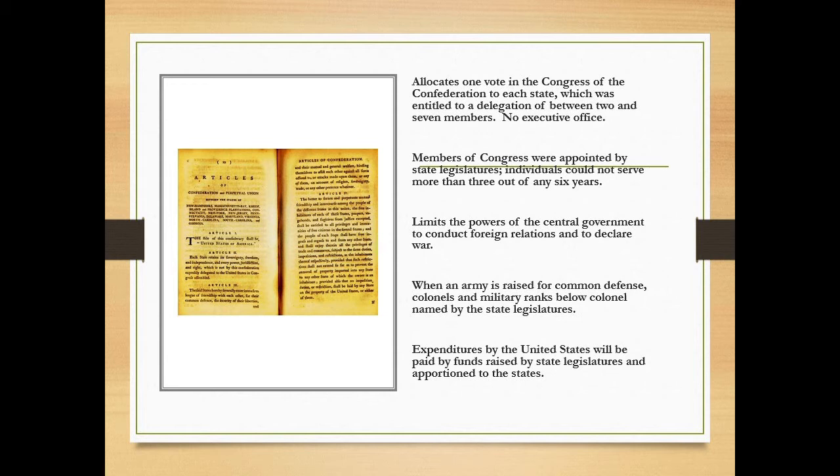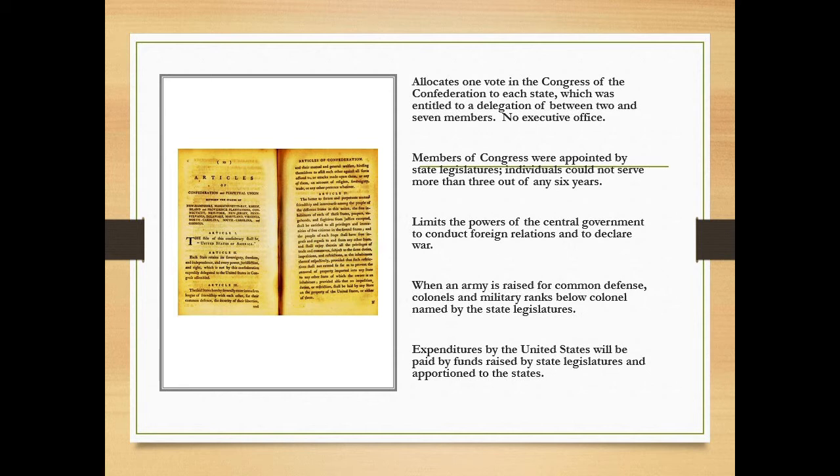The system of government under the Articles of Confederation allowed one vote in Congress to each state, which was entitled to a delegation between 2 and 7 members, and there was no executive office. So first and foremost, there was a unicameral Congress. Unicameral being one chamber, like a unicycle. One house, one chamber. There wasn't a Senate and a House of Representatives as we have today. It was a single chamber where every state had one vote.